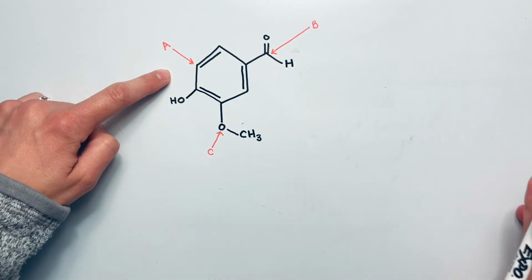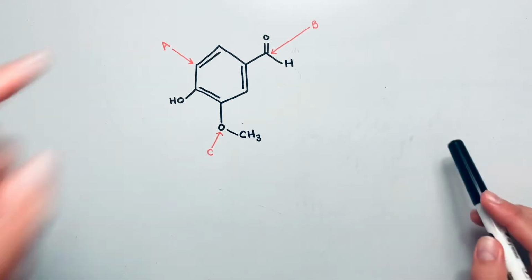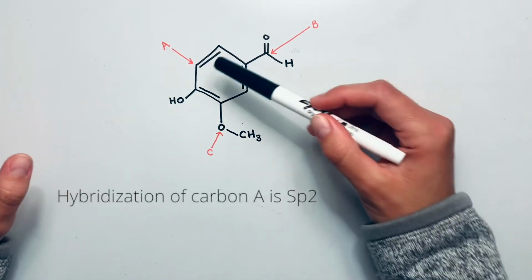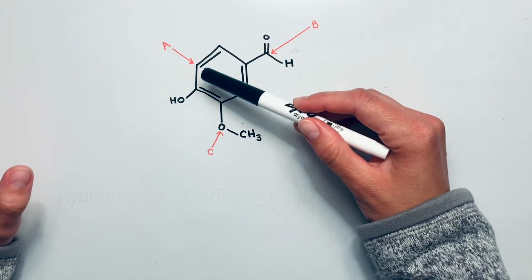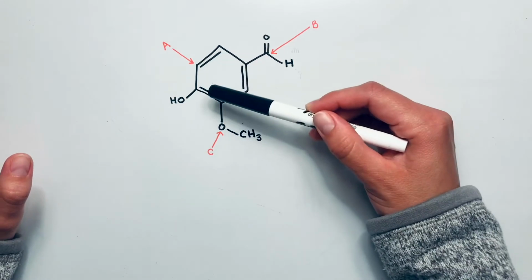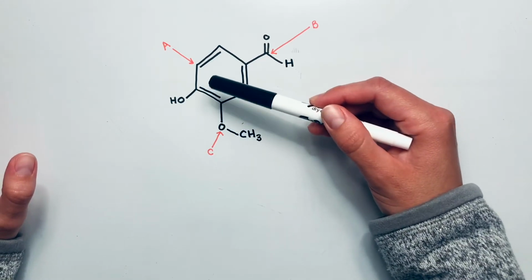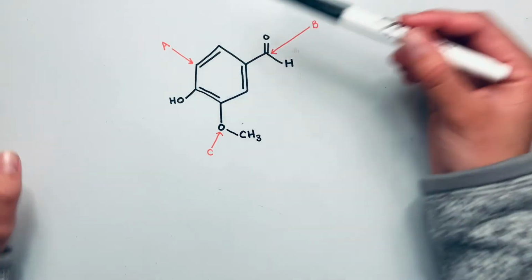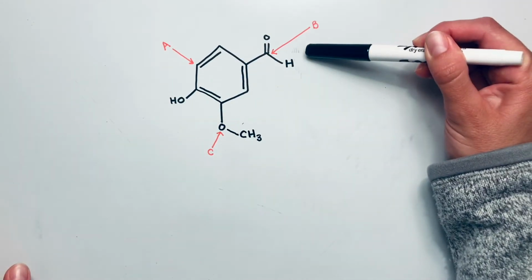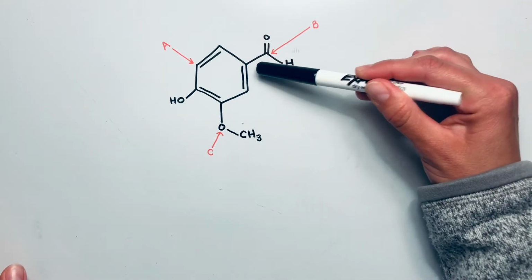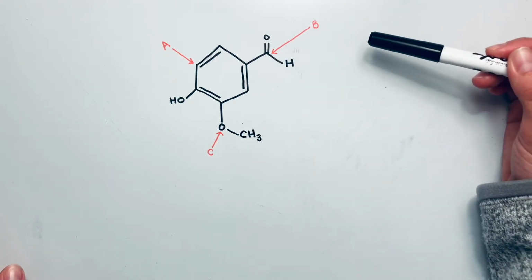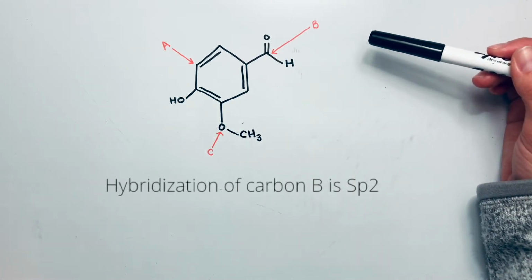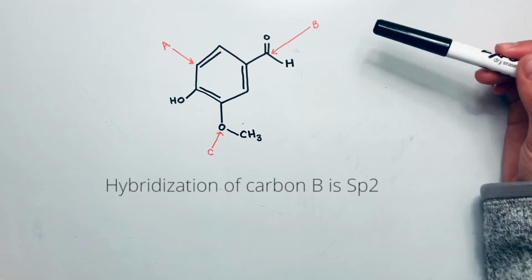I just labeled it A, B, C to be easy, but what's the hybridization of carbon A? Carbon A is sp2. That's because there are 3 groups surrounding carbon A. And when you have 3 groups, you bump down in hybridization, so sp2 is the correct answer. Okay? Carbon B, same thing. We have 3 groups around carbon B. So the hybridization for carbon B, also sp2.